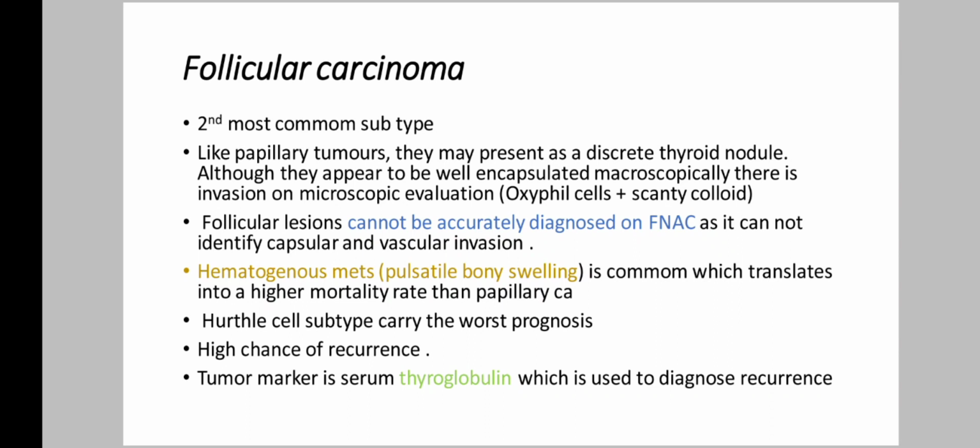There is a subtype called Hurthle cell type that carries the worst prognosis, and in follicular carcinoma the chances of recurrence are also very high. So what's the tumor marker? If there is recurrence, then in follow-up, if we see any symptoms of thyroid malignancy or the thyroid swelling again recurs, then we should go for testing of serum thyroglobulin. This is very important considering MRCS part A questions.